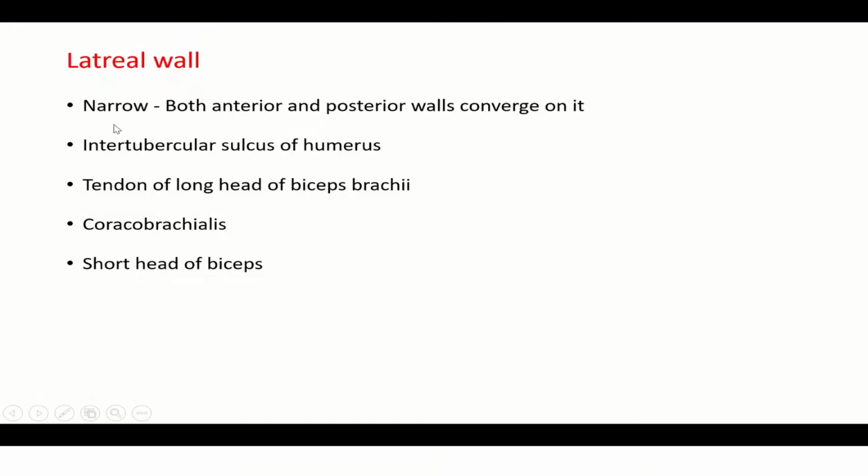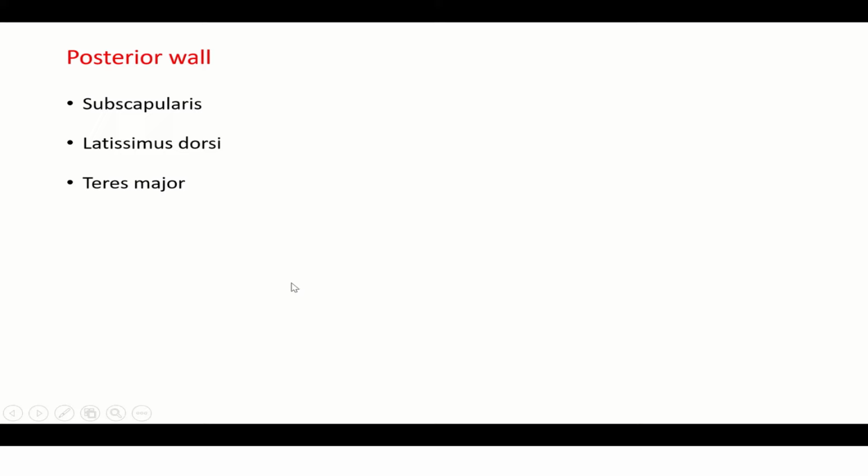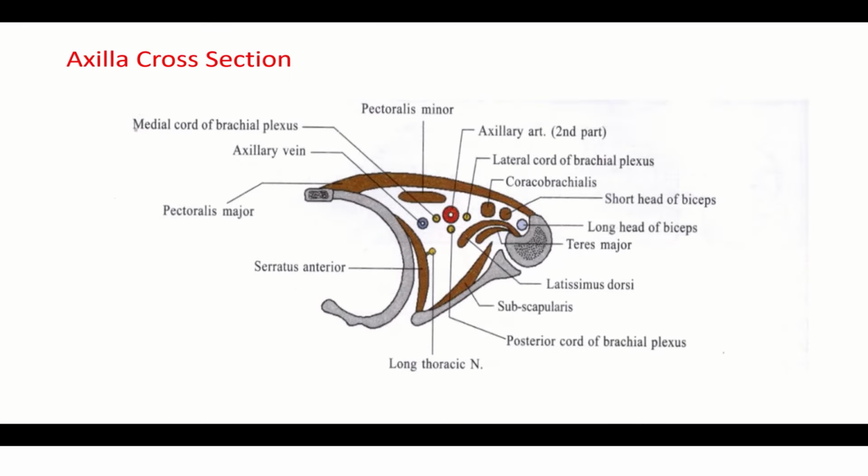Lateral wall, it is narrow. Both anterior and posterior wall converge. It is located at the intertubercular sulcus of humerus. There lies the tendon of long head of biceps brachii, coracobrachialis, and short head of biceps. All these are in relation to the lateral wall of the axilla. As I have shown in the diagram, see here, bicipital groove or intertubercular sulcus, long head of biceps, short head of biceps, coracobrachialis.